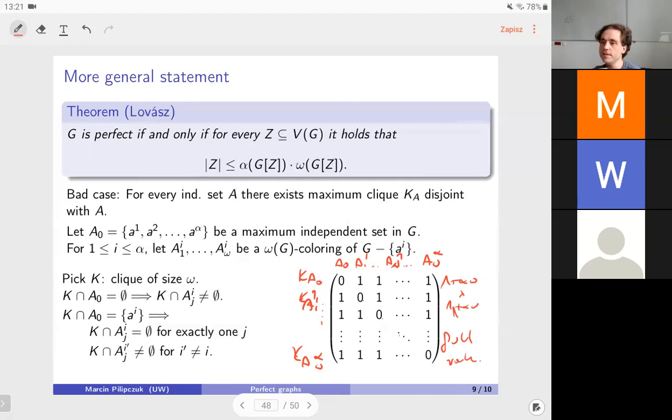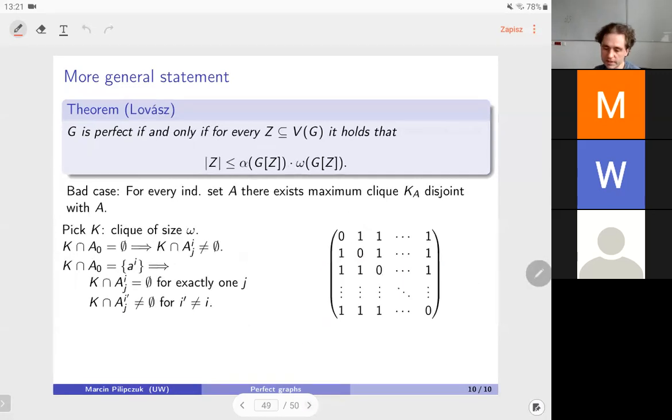But now, let's move it up and get some space. We have got this matrix. This was for A0, A11, and so on, and this was for KA0, KA11, and so on, and this is the size of the intersection. Let's call this matrix M. Now I want to say that this one factorizes.